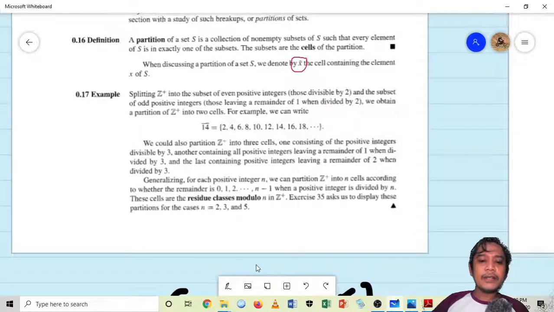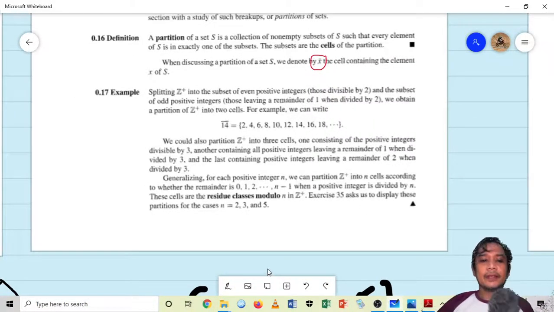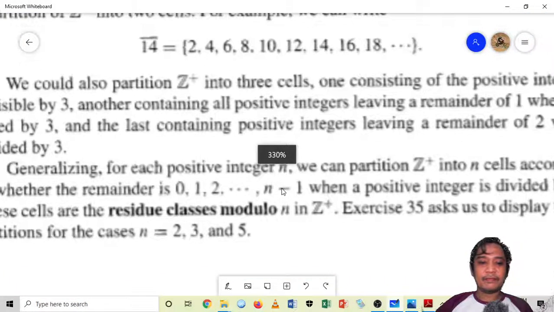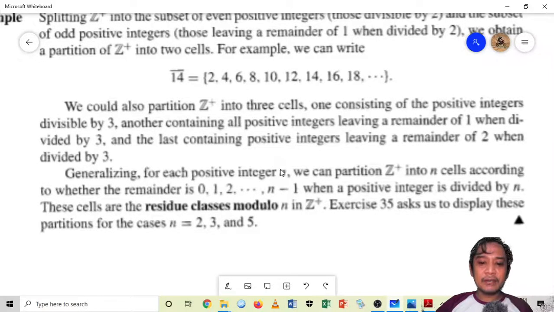Okay. Then the divisor is what we call the modulo. So in general, we would say that for each positive integer n, we take n as our divisor. We can partition Z plus, or the set of positive integers, into n cells. Take note, if the divisor is 2, there would be 2 cells: one that would contain even, and one that would contain odd. If the divisor is 3, there would be 3 cells.